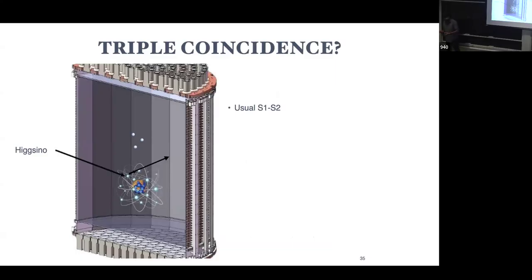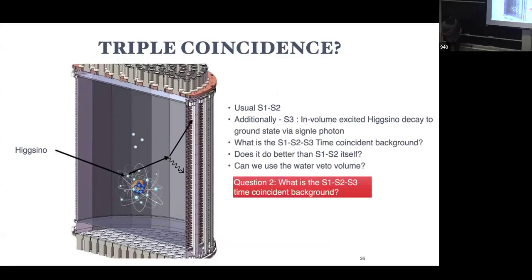Typically you look for an S1 S2 signal. A Higgsino comes in, it pushes on a xenon nucleus, and you have this usual S1 S2 signal that we're all familiar with. But the point is, this excited Higgsino will typically go a kilometer, but 1 in every 1,000 times it's going to decay inside a meter. Or for 400 keV, 1 in every 10,000 times it's going to decay within a meter.